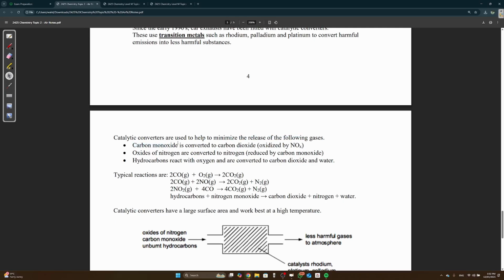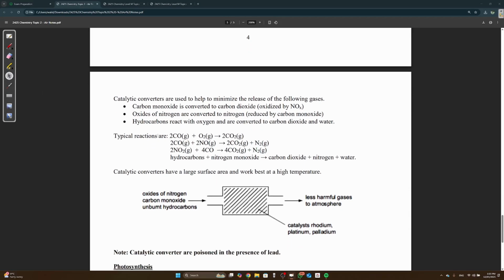Okay, so catalytic converters are used to help minimize the release of the following gases. Carbon monoxide, how? It converts into carbon dioxide. Oxides of nitrogen are converted into just nitrogen, and hydrocarbons are converted into carbon dioxide and water. Remember, we don't like carbon monoxide because it kills us, it binds to our hemoglobin. We don't like oxides of nitrogen because they cause acid rain, and we don't like hydrocarbons because they cause global warming. Hydrocarbons, like methane. Okay, we don't want this.